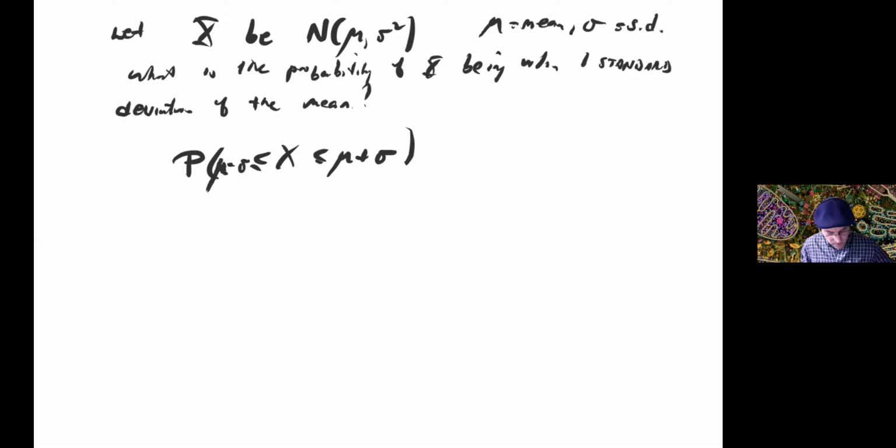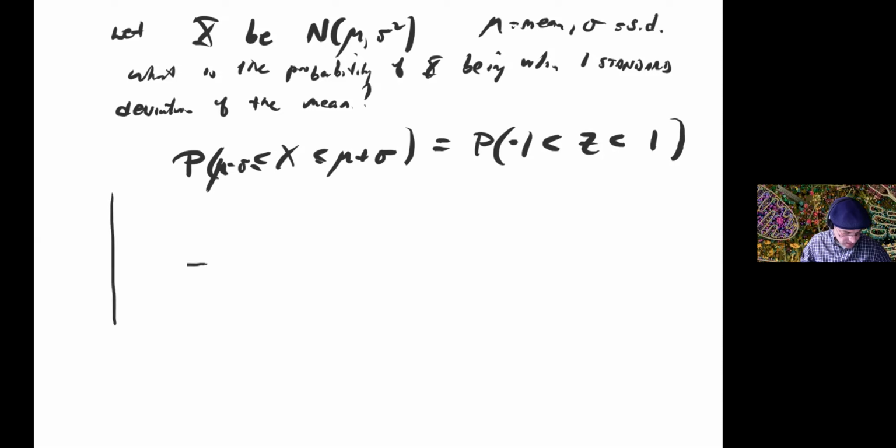So now what we can do is convert this to a Z random variable by subtracting mu from each term in the inequality and dividing by sigma. So if we subtract mu from mu minus sigma, we get minus sigma, and then divide by sigma, we get -1, so Z is between -1 and 1. Okay? All right, so what is that giving me? We're looking at the standard normal curve. We want to look at the region between -1 and 1.